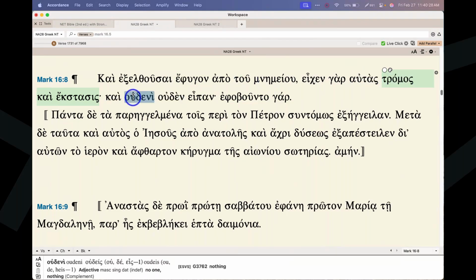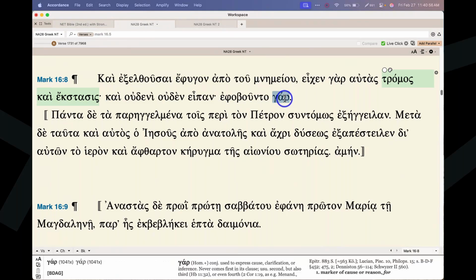And to no one, nothing, they said. Remember, the Greek double negative is for emphasis, whereas in English, we would understand a double negative as canceling out and really meaning a positive. We would not typically translate this, "They didn't say anything to no one," but it's emphatic here. They said absolutely nothing to nobody. Why? Ephobunto gar, for they were afraid.